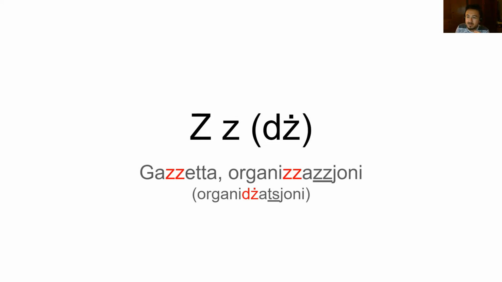Organizzazzjoni. Don't pronounce both the same, use one for each. One is a z, the other is a ts. But you write them both down as zz, which is derived from Italian organizzazione, which means organization.